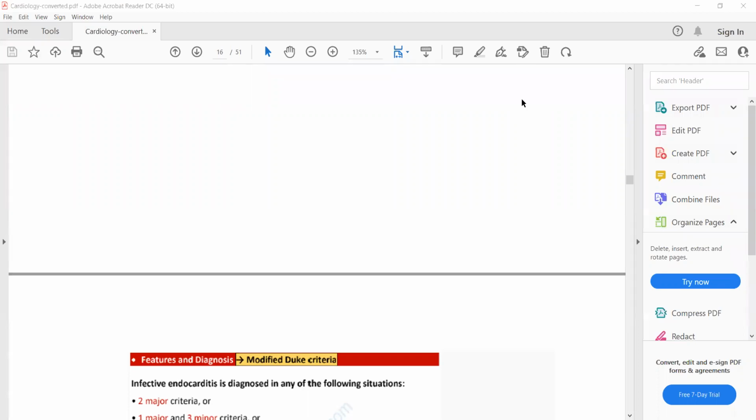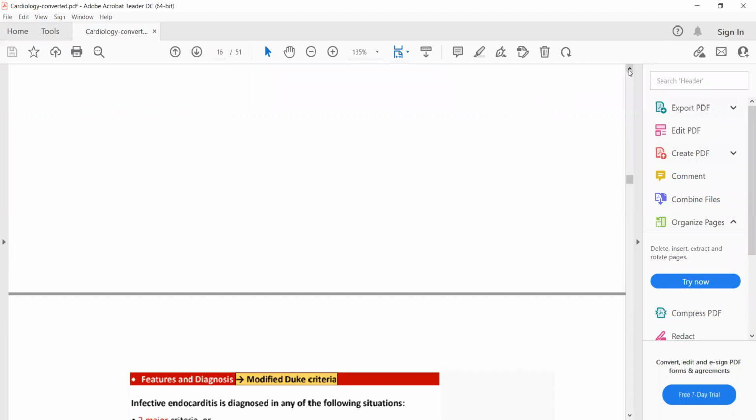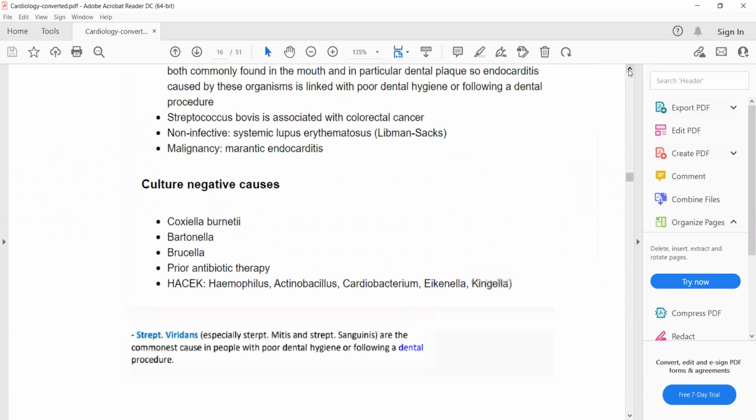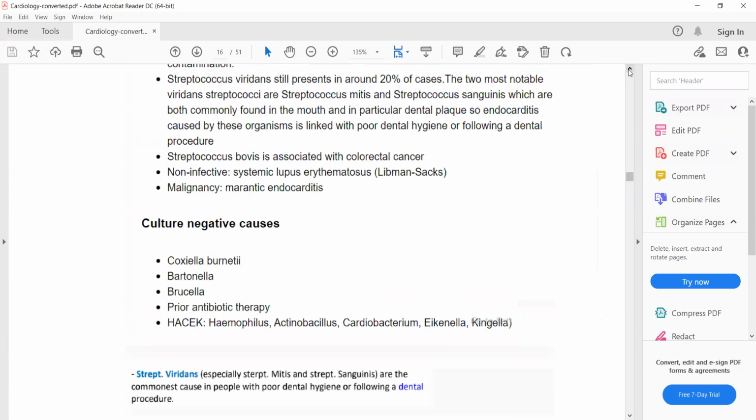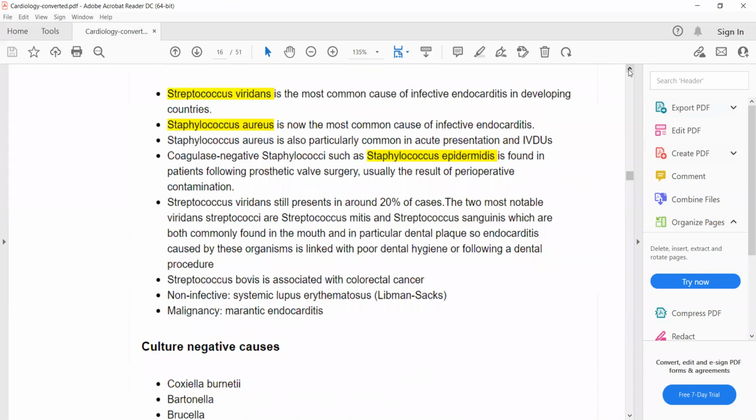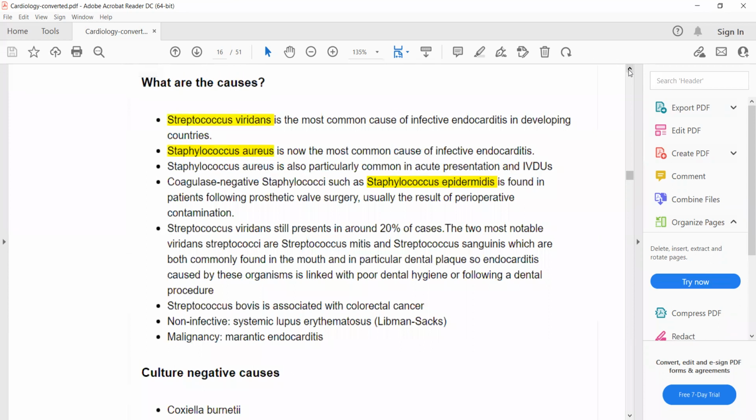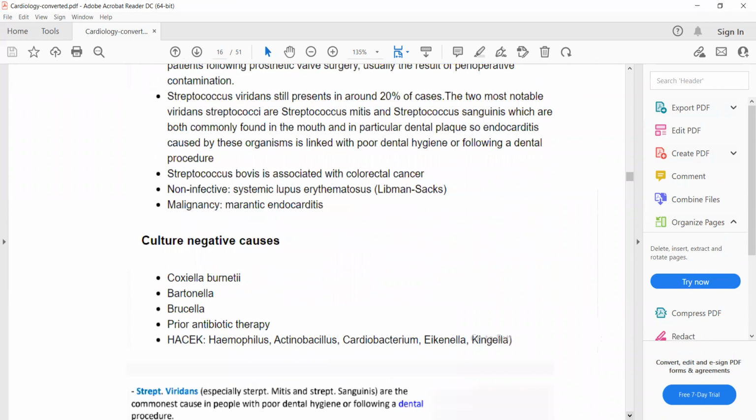Now, these were some organisms which can cause infective endocarditis in different populations of people. The most common cause of endocarditis in people with poor dental hygiene or following a dental surgery is viridans streptococci. In patients with colorectal cancer, it is Streptococcus bovis. The most common cause in general is Staphylococcus aureus. The most common cause after prosthetic valve surgery is Staphylococcus epidermidis.